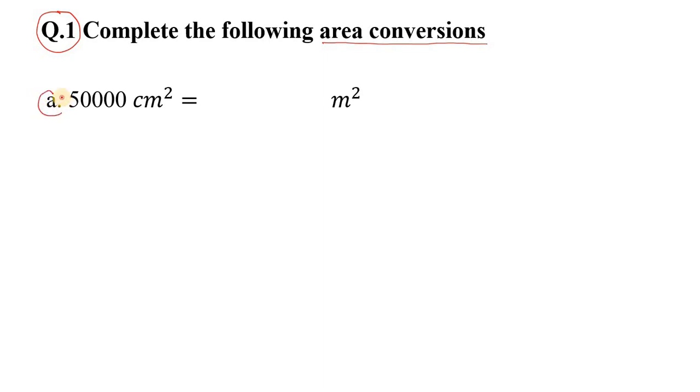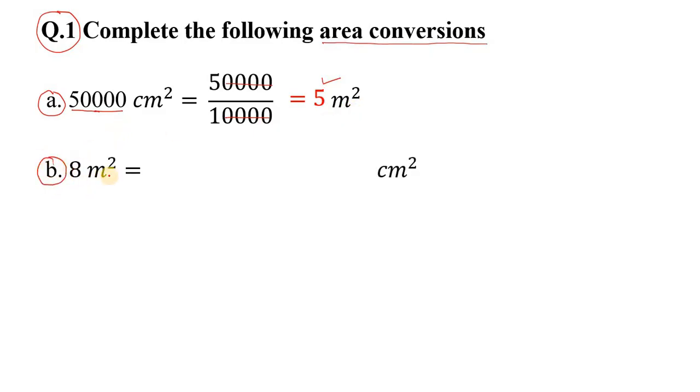Now the first question is 50,000 centimeter square converted into meter square. If we convert centimeter square to meter square, we divide the given number by 10,000. The given number is 50,000. So 50,000 divided by 10,000. These four zeros cancel with these four zeros. 5 divided by 1 is equal to 5. So the final answer is 5 meter square.